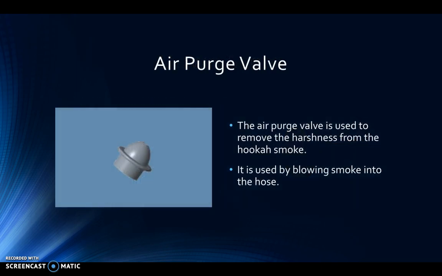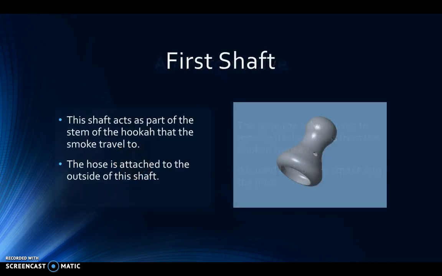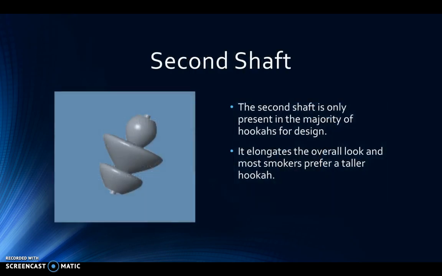Air purge valve. The air purge valve is used to remove the harshness from the hookah smoke. It is used by blowing smoke into the hose. First shaft. This shaft acts as a part of the stem of the hookah that the smoke travels to. The hose is attached to the outside of the shaft. The second shaft is only present in the majority of hookahs for design. It elongates the overall look, and most smokers prefer a taller hookah.